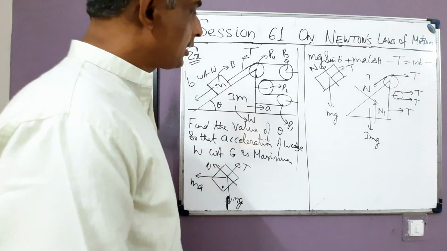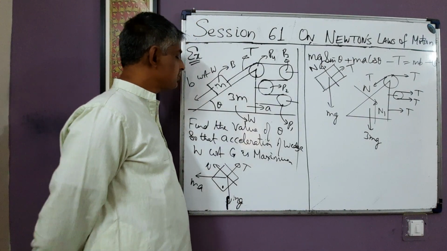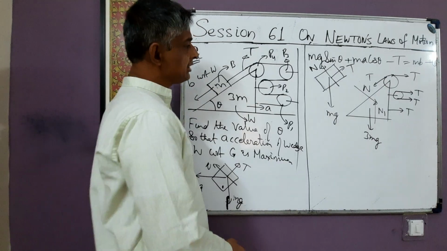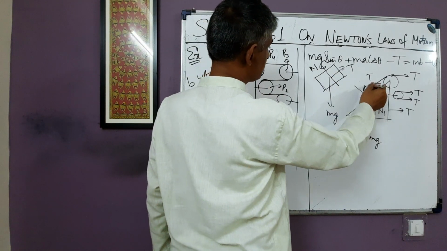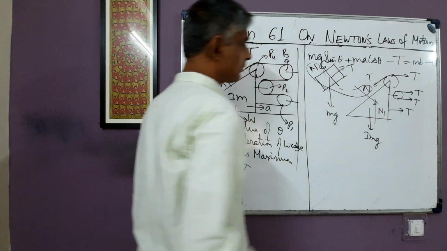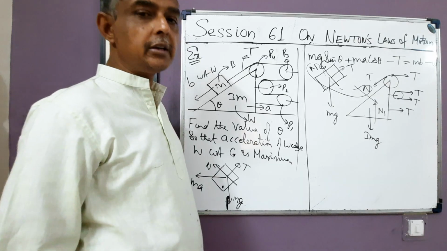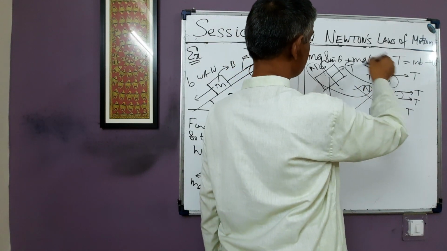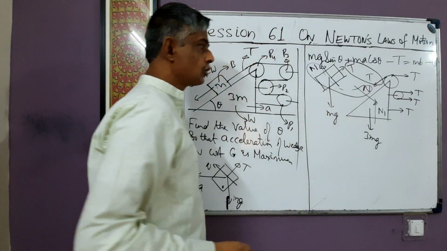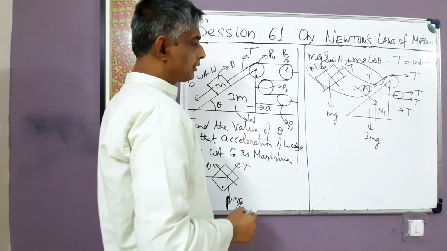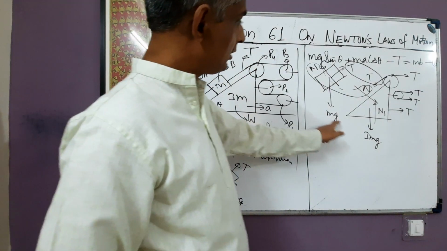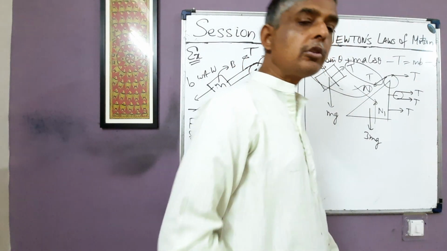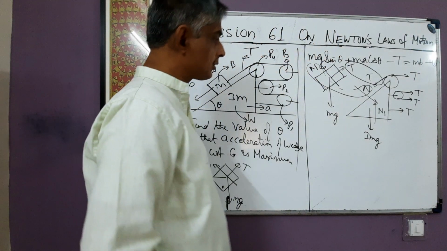Now while writing down the combined equation of wedge plus block, only external forces will appear, no internal forces. Now see which are the internal forces. N and N, they are the internal forces between the wedge and block, so this will not come in the combined equation, it is gone. Now this T and T, they are also internal forces between the wedge and the block. They will also not come, they are gone. Now what are the only external forces? Mg, 3mg, N1, T, T, T, T. These are the only external forces on the system wedge plus block.